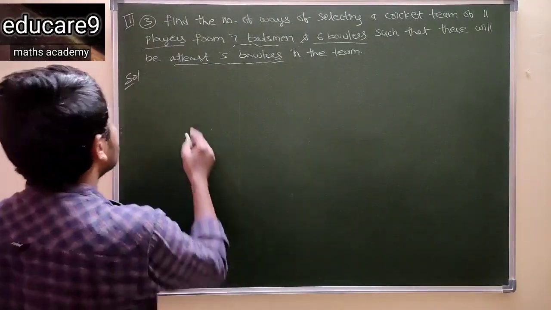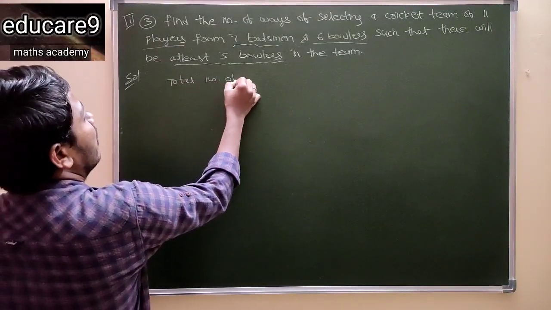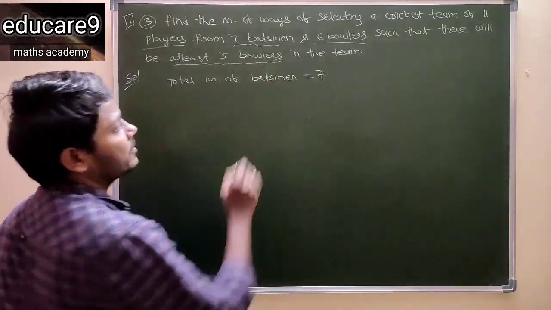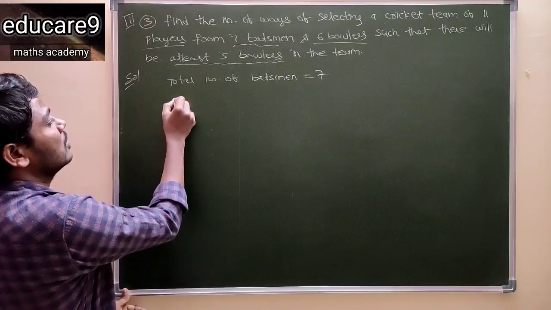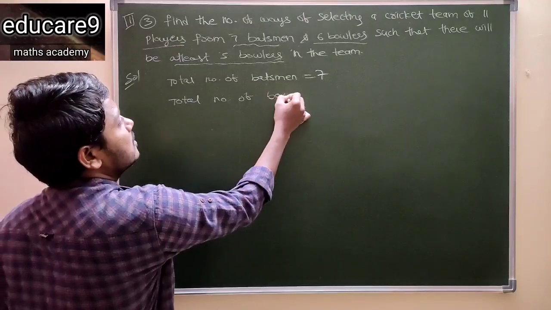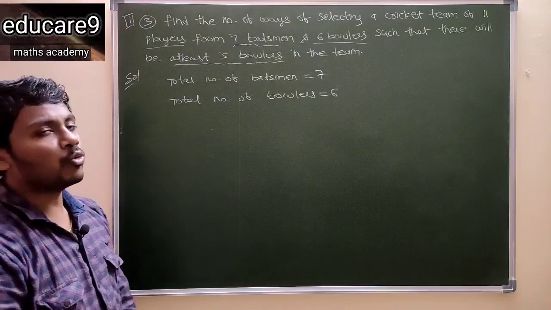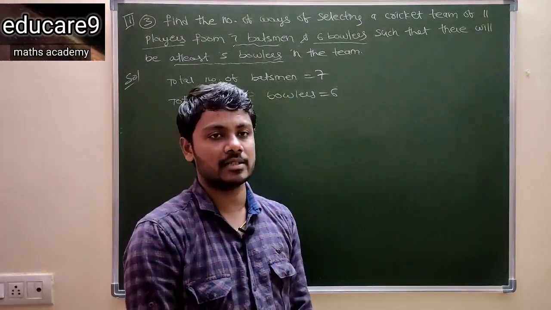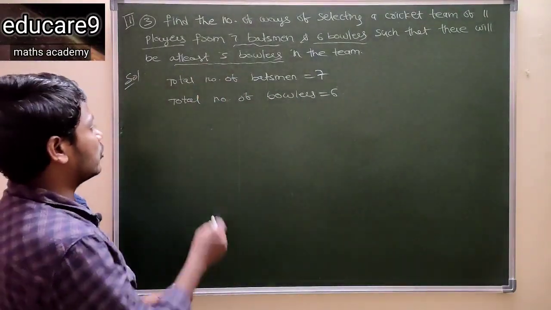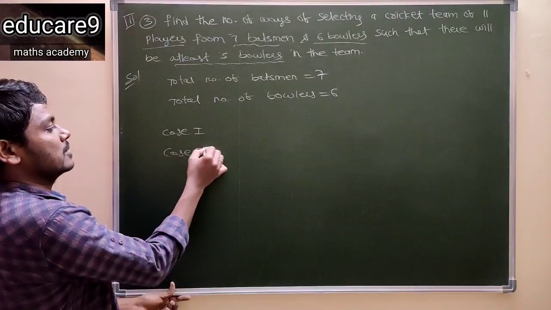So see here, first, total number of batsmen is equals to 7 and total number of bowlers is equal to 6. Here you need to form a cricket team of 11 players. In that, at least 5 bowlers. So here we have 2 cases. So first case and second case.